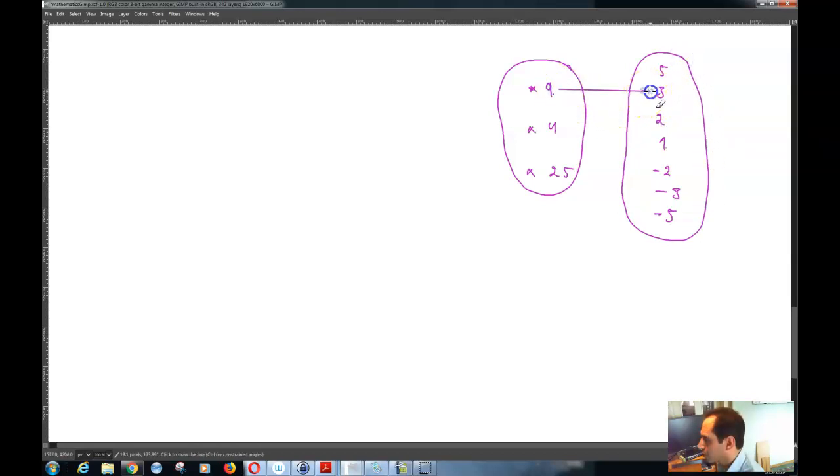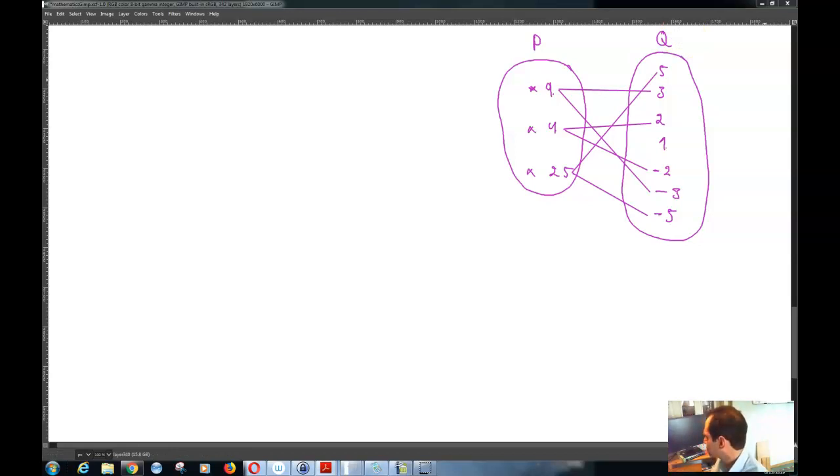So 9 was mapped to 3 and negative 3, 4 was mapped to 2 and negative 2, and 25 was mapped to 5 and negative 5. That was the situation over there. This was the set P and this was the set Q.